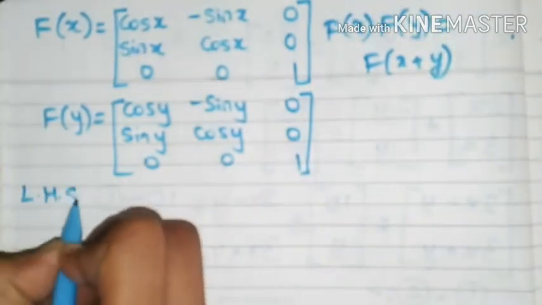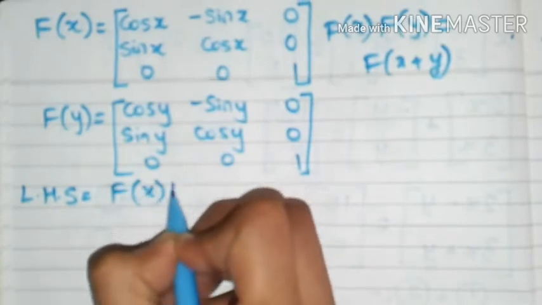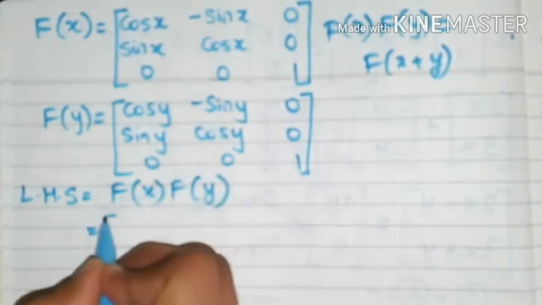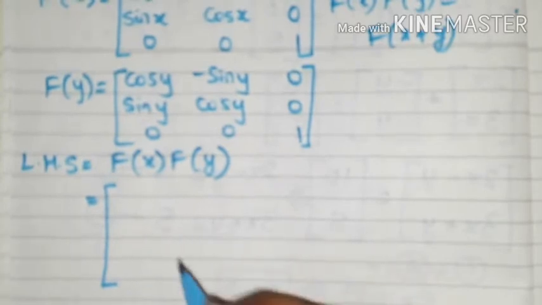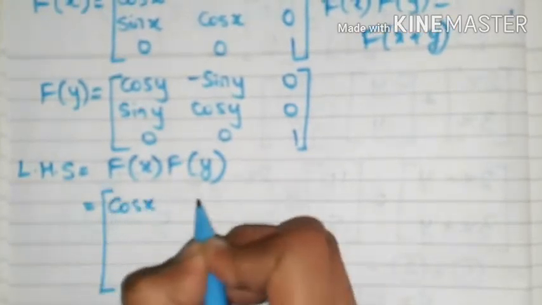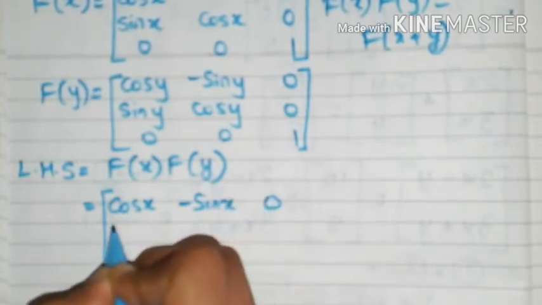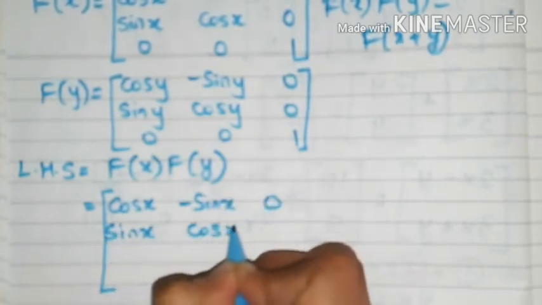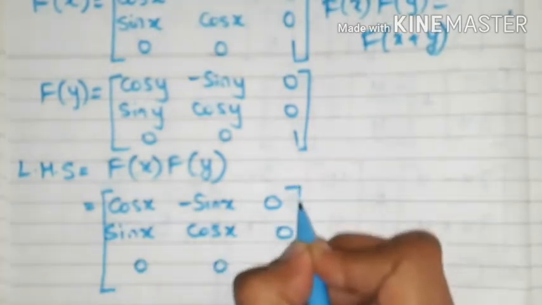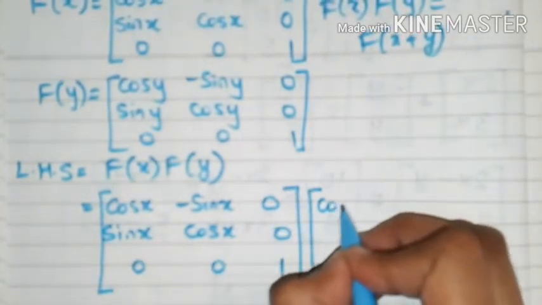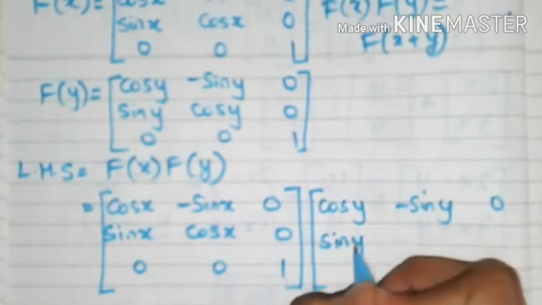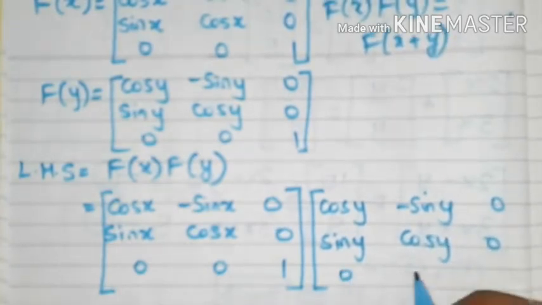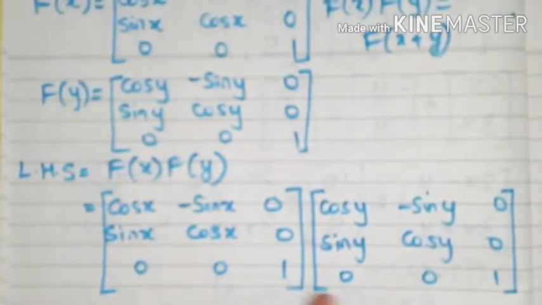So this is nothing but the left hand side. Left hand side is what? F of x into f of y, which means first let us write the terms very carefully, because that's where the maximum mistakes happen when we copy the matrix. So the f of x is cos x, minus sin x, 0; sin x, cos x, 0; 0, 0, 1. This is f of x, multiplied by f of y, which is cos y, minus sin y, 0; sin y, cos y, 0; 0, 0, 1. So these are the two matrices.